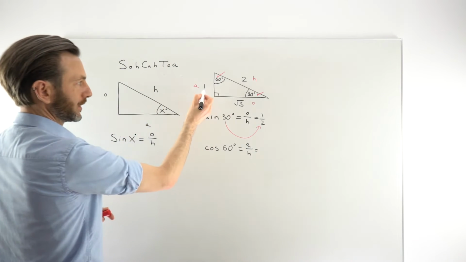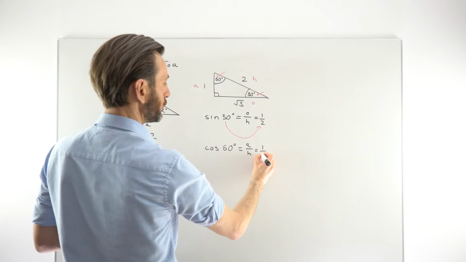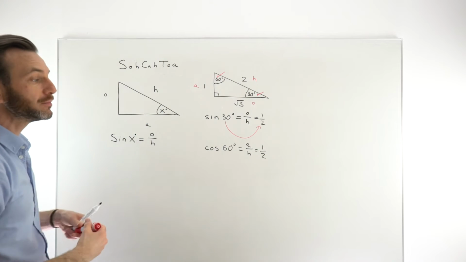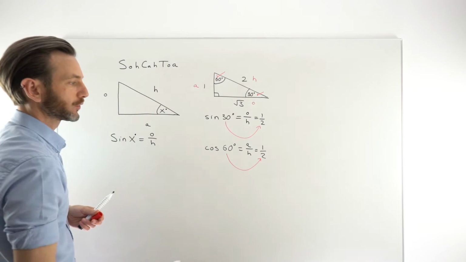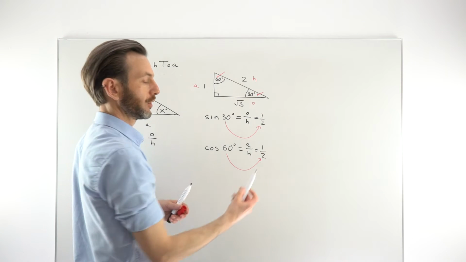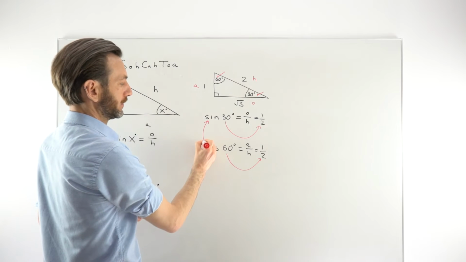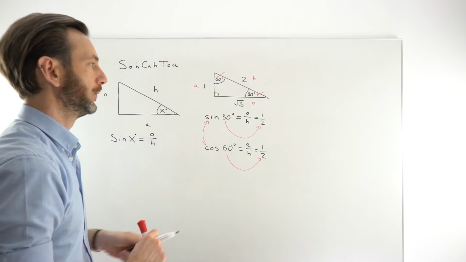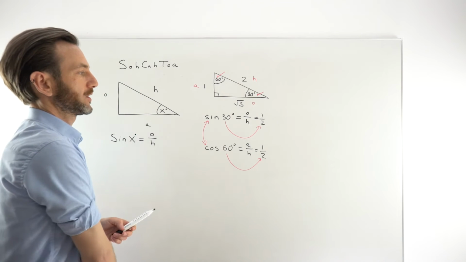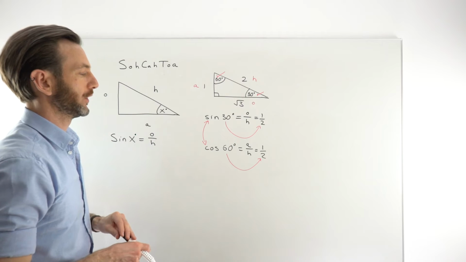Adjacent this time is over here, which is 1. Hypotenuse is still 2, so that also gives you 1 over 2. So the input there was 60 degrees, the output is 1 over 2. Notice that that's kind of weird, right? They've both come out to be 1 over 2. That's because these functions are closely related. They're the same function, just shifted over a little in some sense. So that's just starting to feel our way into what these functions do.